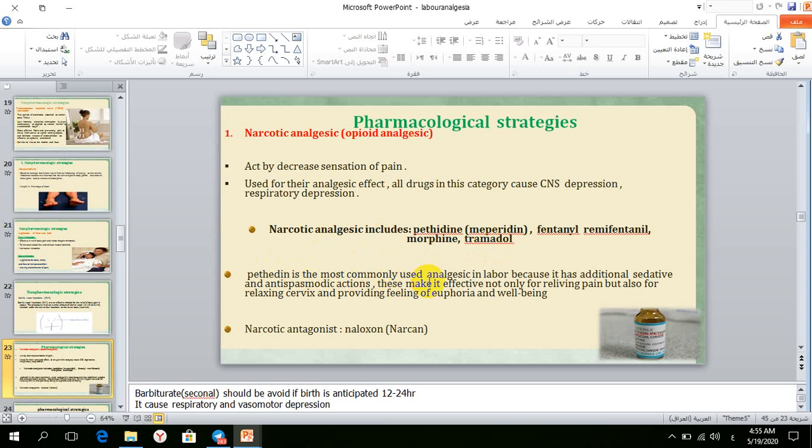Pethidine is the most commonly used analgesic in labor because it has additional sedative and antispasmodic actions. These make it effective not only for relieving pain but also for relaxing the cervix, helping cervical dilatation, and providing a feeling of euphoria and well-being. Narcotic antagonist is naloxone; when we give pethidine we must always ask whether an antagonist is available, because of the effect on the baby.